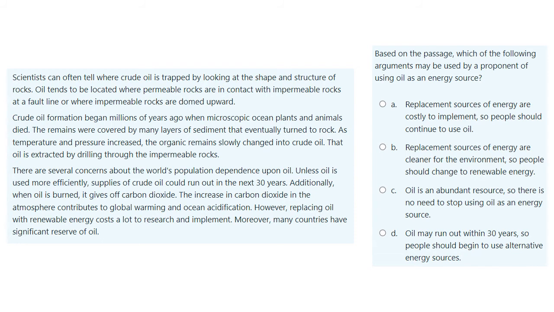Now, which of these arguments might be used by a proponent of oil as an energy source? So proponent means in favor. So somebody who agrees with using oil. So we're looking for a good thing about oil. A: Replacement sources of energy are costly to implement, so people should continue to use oil. That is good for oil.